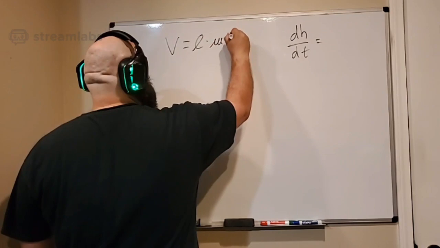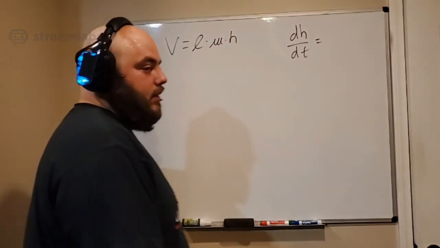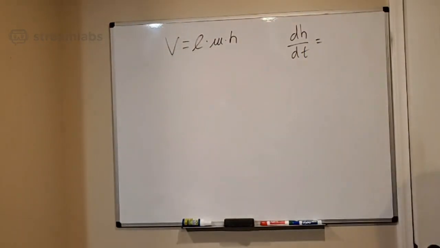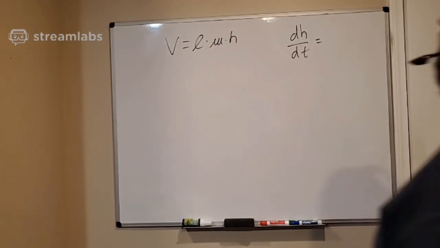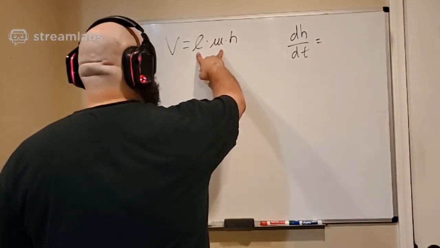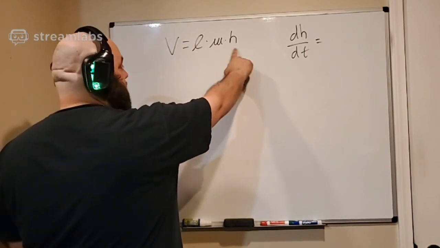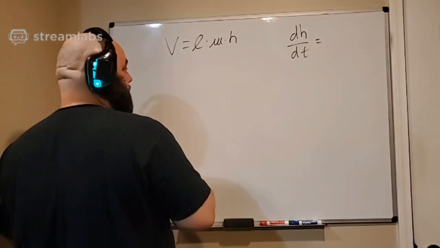Now, as water is filling up your bathtub, what do we know about the length and width of your bathtub? They're constants. What about the height of the bathtub? Well, height of the water in the bathtub. The height of the water changes. Right. So as I'm doing things, we have to realize that L and W are constants. So what happens when I take the derivative of the right-hand side? They just stay constant. Right.